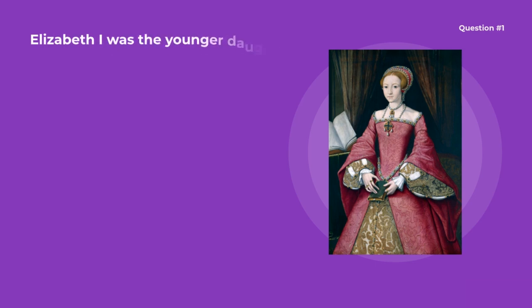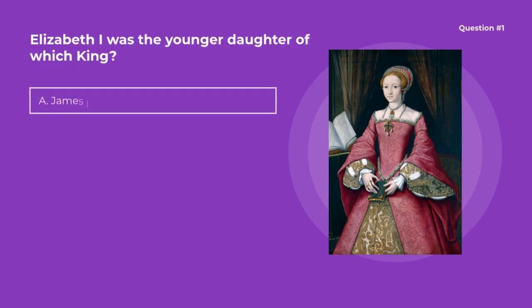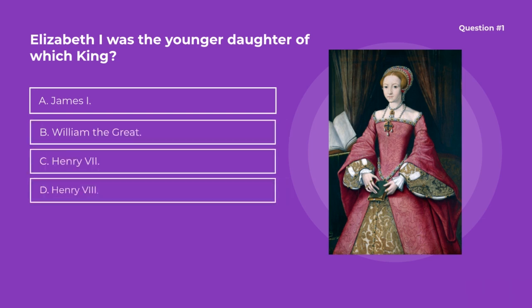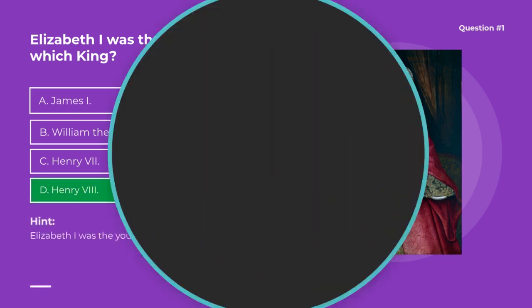Question number 1. Elizabeth I was the younger daughter of which king? Options are A. James I, B. William the Great, C. Henry VII, D. Henry VIII. The correct option is Henry VIII. Elizabeth I was the younger daughter of Henry VIII.